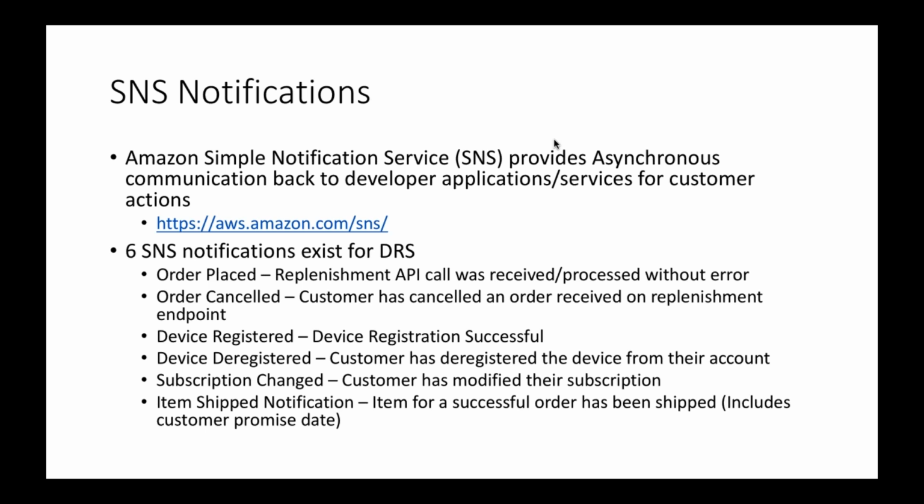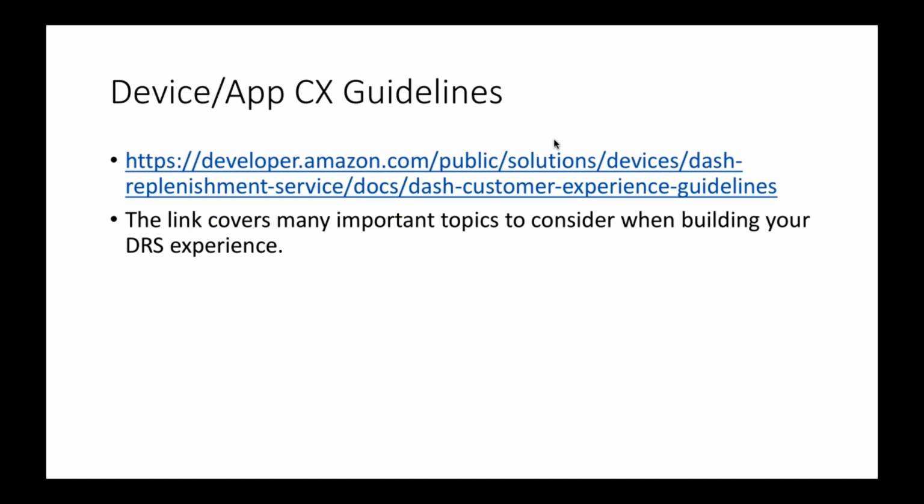And then finally, once an order is placed and 24 hours has elapsed and the customer has not canceled that order, then we send out an item ship notification, which includes the customer promise date. So if you're an Amazon customer today, you know that you generally get an email that says that your order is shipped, and it tells you the date that we think the order will arrive. That date is included in the item ship notification so that you can give your customers a sort of value-added experience in your application using that information.